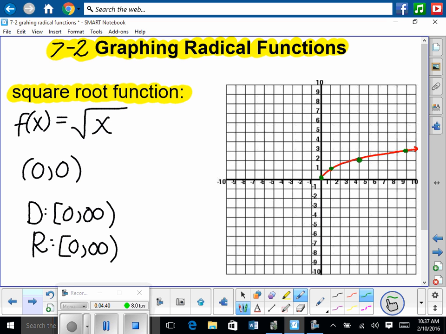Okay, let's talk domain and range. So, domain is x values. At what x value does our function start? 0, and it's growing to positive infinity. Range is y values. So, what's our lowest y value? 0, and it's growing this way to positive infinity.